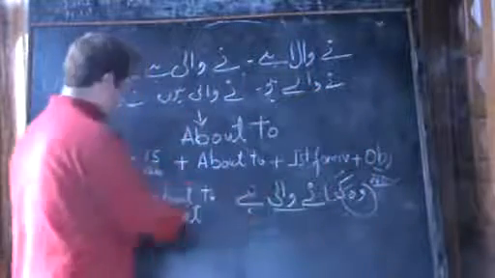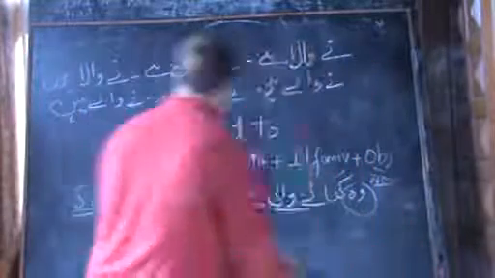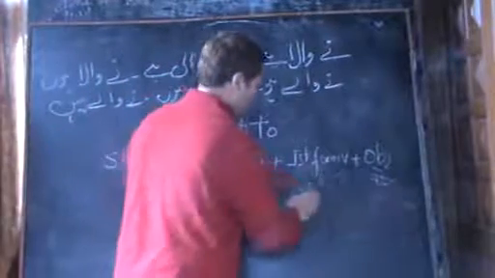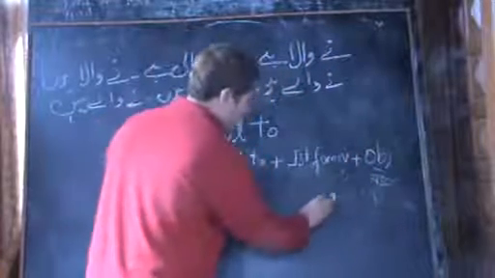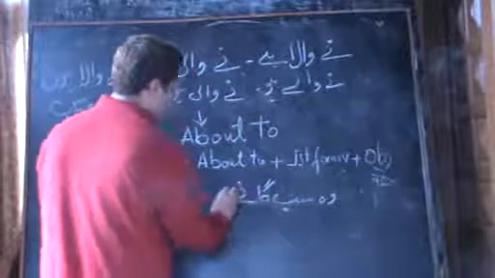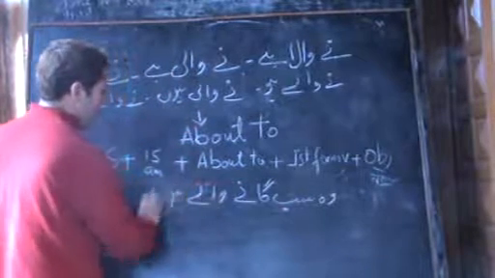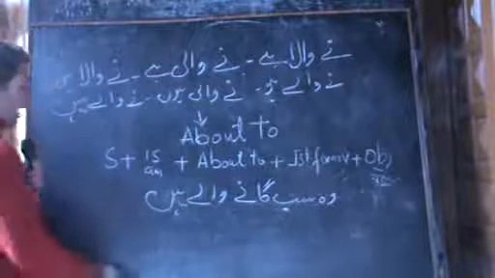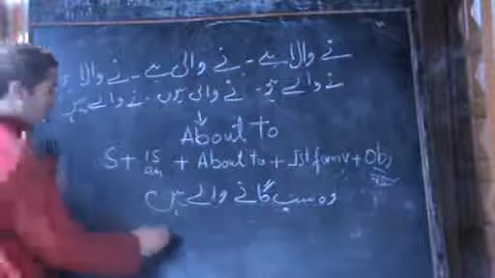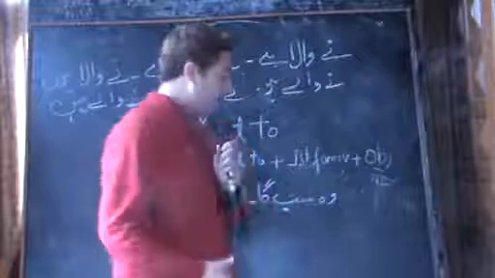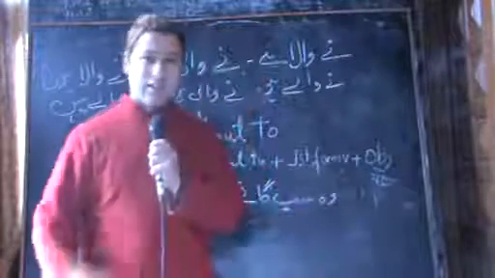Now, we'll take one example from the plural. "Wo sab gaane wale hain." Now this is a different one. "Wo sab gaane wale hain." So I'll write here "wo." This time we have to see "wale hain." This is for the plural, and we have to see what "wo" is here. So "wo" is here "they."